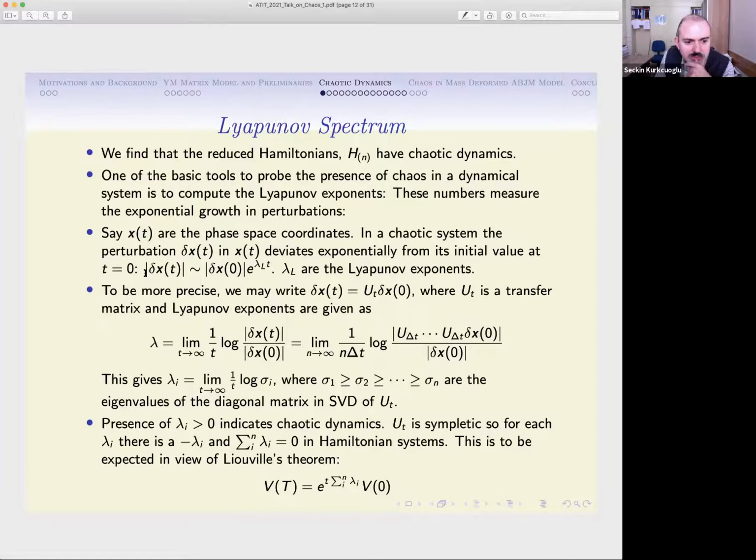This is essentially equivalent to the definition of chaos, namely that if you change the initial conditions just a little bit, you get completely diverging phase space trajectories. So this equation is equivalent to that statement. And what measures the diverging phase space trajectories is this number, which is called the Lyapunov exponent.